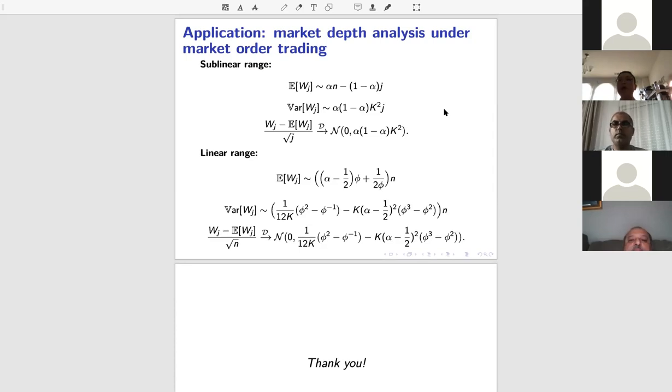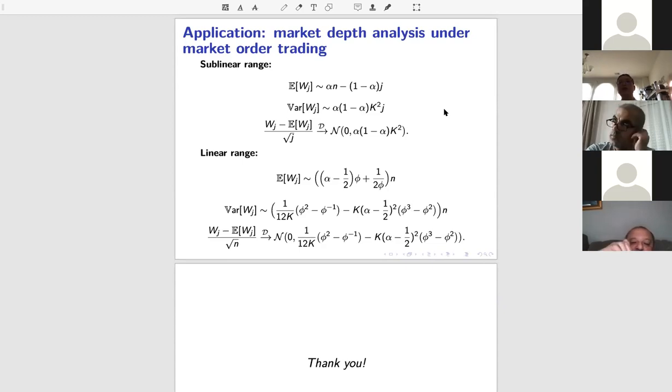And we have a factor J, which is the number of draws, and this is the number of trades that we have during a certain time period. And this we can interpret as the trading volume in the market. So actually the dynamics of W_J is an interplay of different factors.